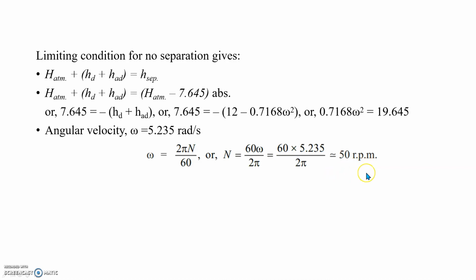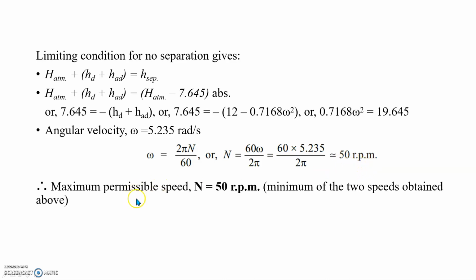So in this case, speed of the pump to avoid separation during delivery stroke is 50 RPM. So maximum permissible speed here is 50 RPM in order to avoid separation, and we took this value since this is the minimum of the two speeds obtained above. So this is how we have to solve the problem on separation. It is a very important topic. Please do more problems on this.